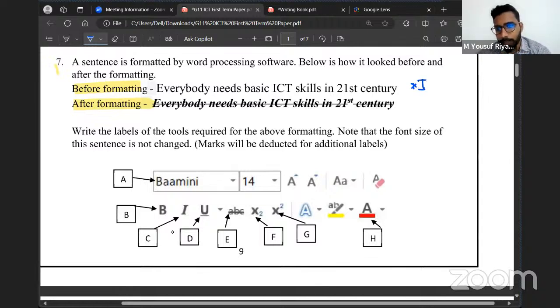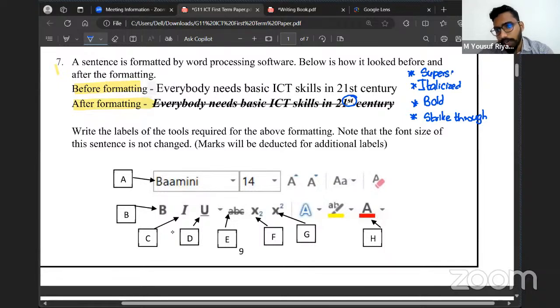Exactly. One thing is the text has been italicized. Okay, correct. Then yes, you can see the text has been bold. Correct. Exactly. Another thing you can see is there's a line that goes through the text. We call it strike through. There is one more thing you can see. Actually, if you focus on the 21st century, what is that? Exactly. We have applied a formatting here for the ST. We call that superscript.